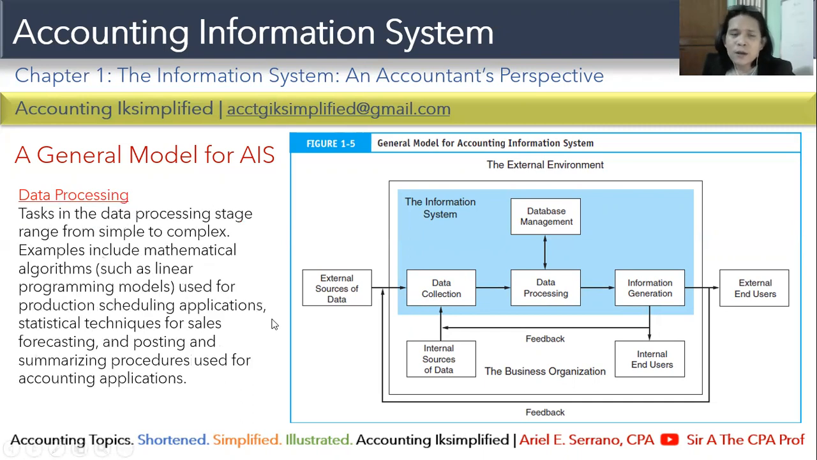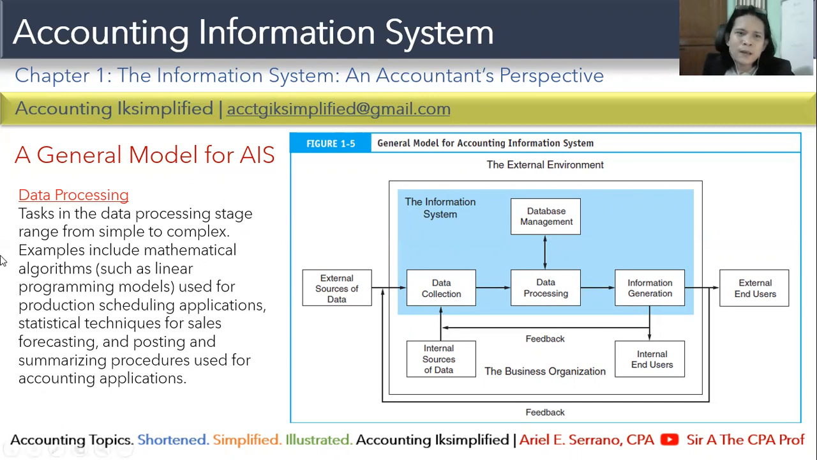Next, let's talk about the data processing. Data will remain to be data unless it is processed. Okay? And for it to take effect, para makapag-decide yung user kung anong gagawin doon sa information na yun, it should be processed. Otherwise, kapag unprocessed yan, hindi yan magiging kapaki-pakinabang. It will not be relevant to the user.